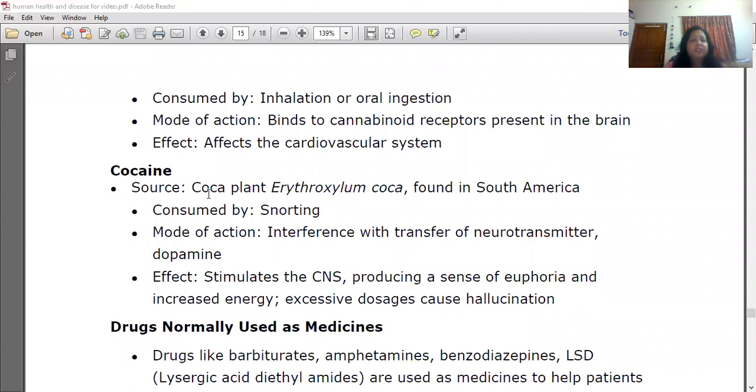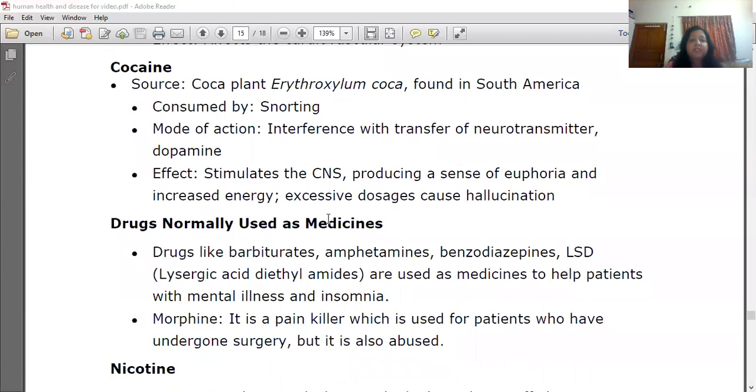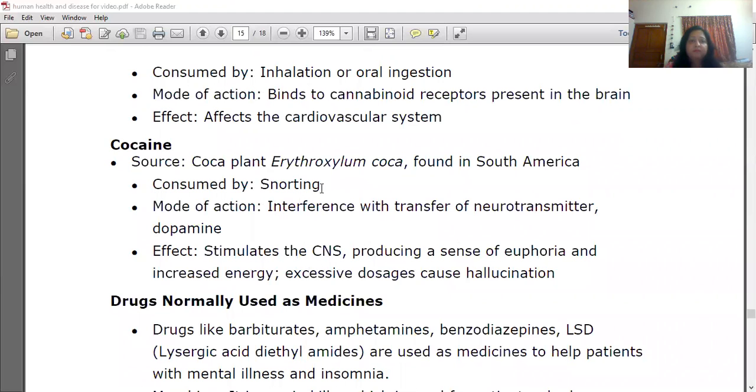Third is cocaine. It is obtained from the coca plant Erythroxylum coca, and it is found in South Africa. It is consumed by snorting. Mode of action is interference with the transfer of neurotransmitter dopamine. It affects the central nervous system, producing a sense of euphoria and increased energy. Excessive dosage can also lead to hallucination. So it is obtained from coca plant.